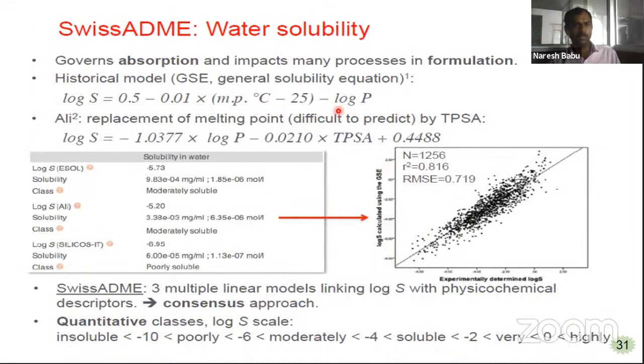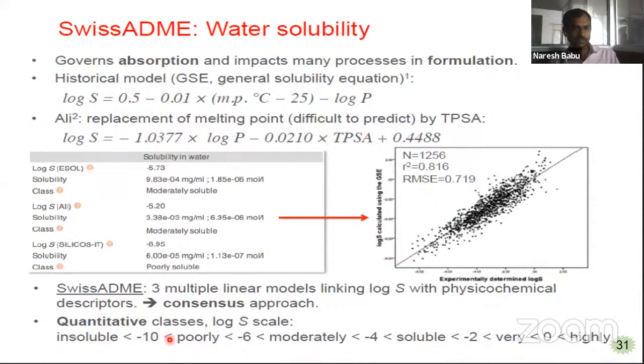In the water solubility, what formula do they use to find out the log S value? The historical model they are using is log S = 0.5 - 0.01 × (melting point - 25) - log P. This is the formula they are using. And this solubility in water represents whether it is moderately soluble, freely soluble or poorly soluble. So this is the quantitative class we can represent on the log S scale. If the value is less than or equal to -10, it is insoluble. If you observe here -5.73, that indicates moderately soluble, in this region.